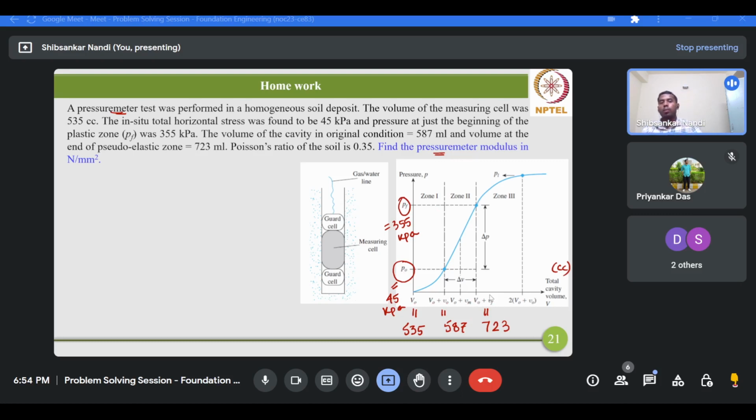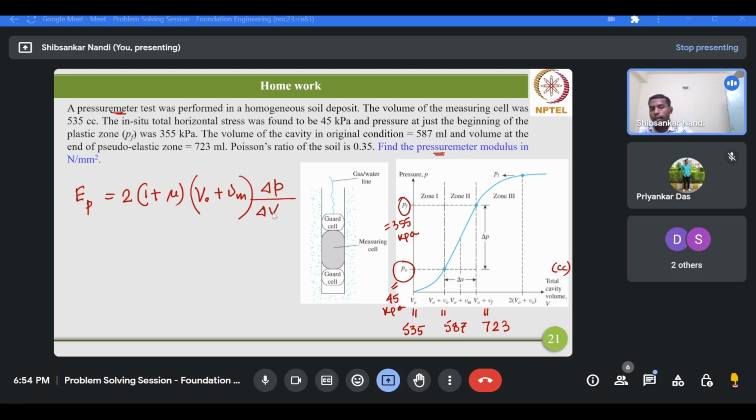Now what is the pressuremeter modulus? This pressuremeter modulus is given by Menard. So this is also known as Menard's modulus, and this is based on the theory of expansion of an infinitely thick cylinder. Now how can you get this pressuremeter modulus? You can get it by this expression, EP equals 2 times (1 plus mu), then capital V0 plus small vm, multiplied by delta P by delta V.